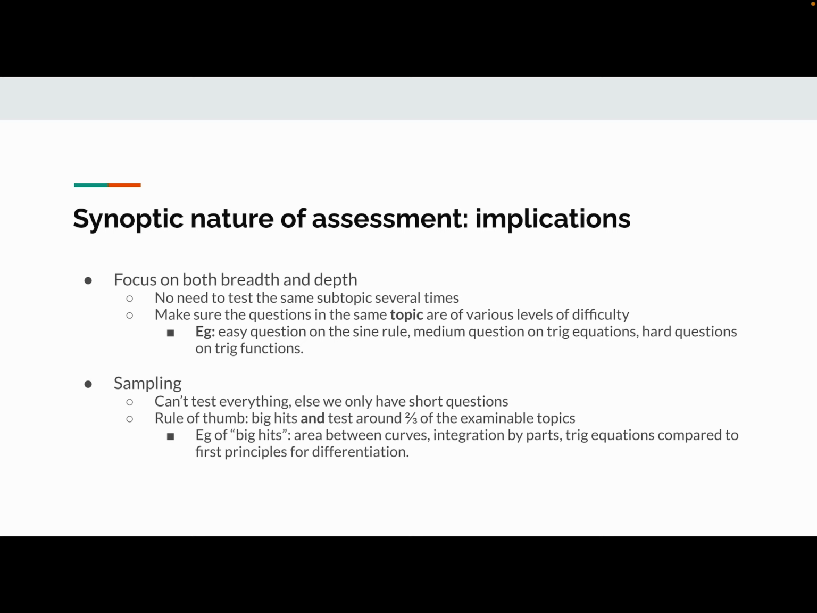First off, we've got to focus on both the breadth and the depth. There's no need to test the same subtopic several times. There's no need to test the same simple equation, let's say sine of x equals a constant, 4 different times for 4 different values of a.